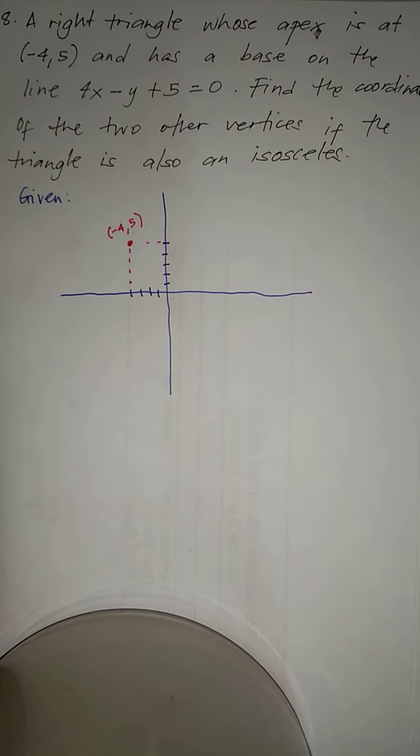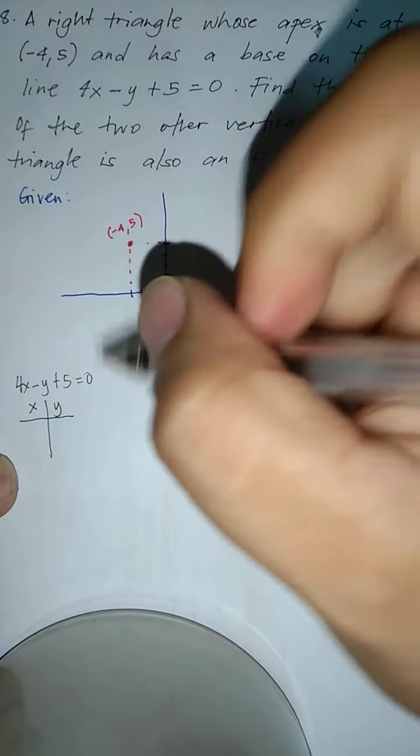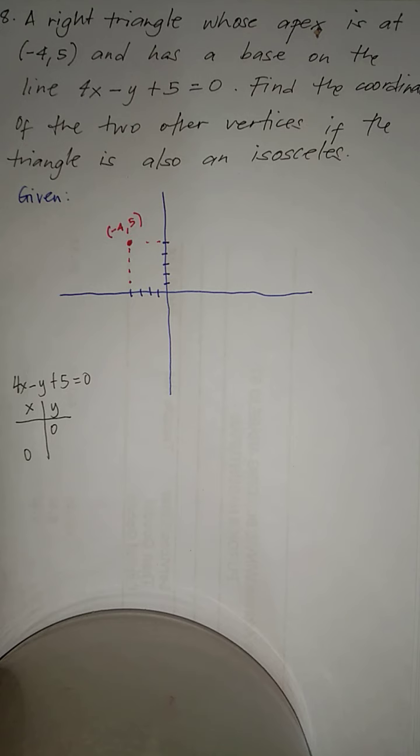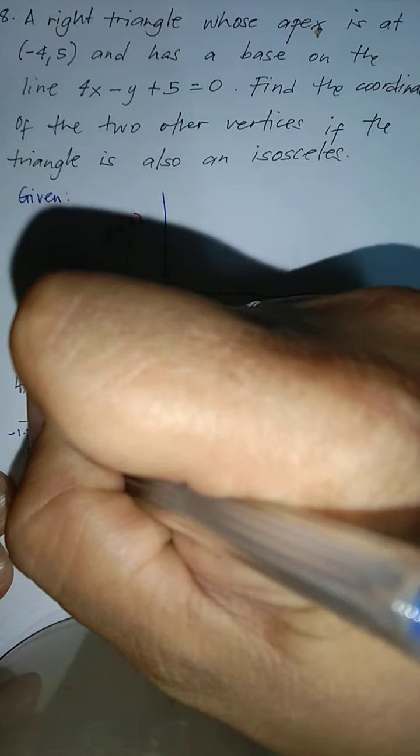Next, we're going to trace the graph of the line 4x - y + 5 = 0. So let's have a table of x and y, and find its intercepts. When y is 0, x is -5/4 or -1.25. And when x is 0, y is equal to 5.